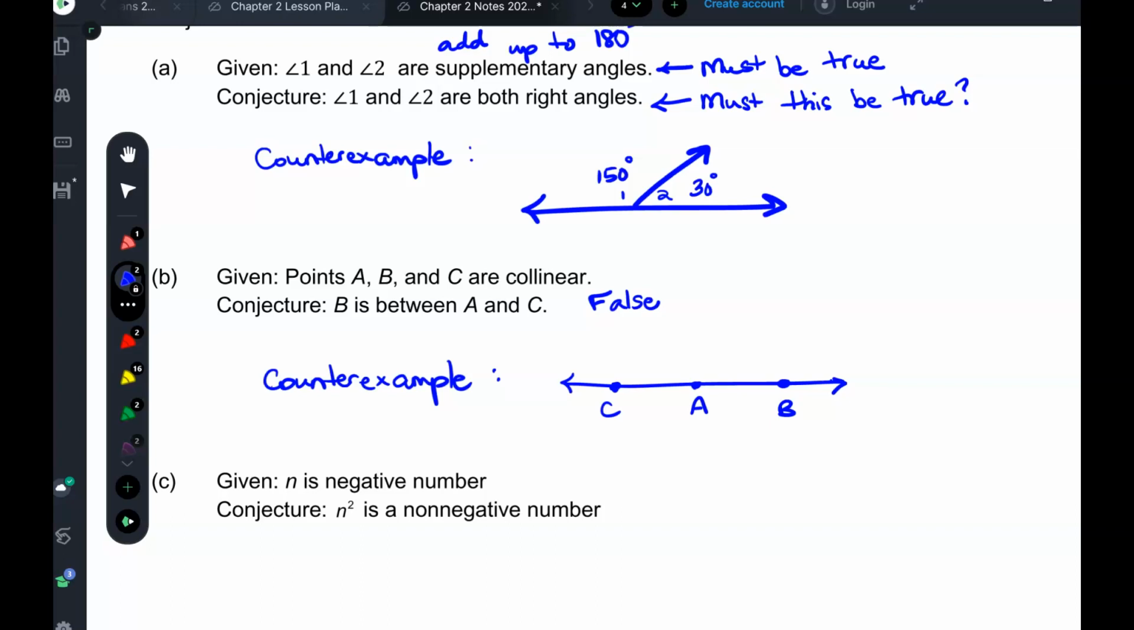So did I draw the given true? Are points A, B, and C collinear? Are they all on the same line? Yes. Did I have B between A and C? No. So I drew a good counterexample there.